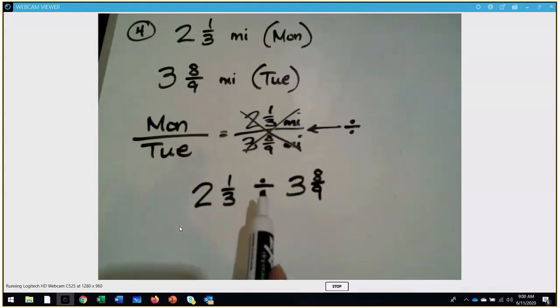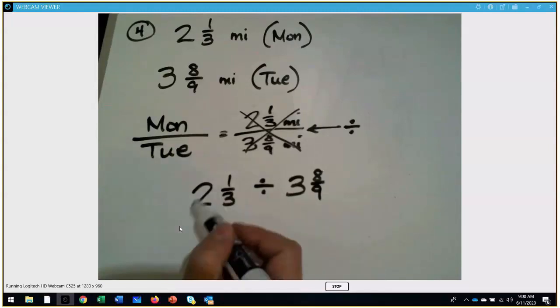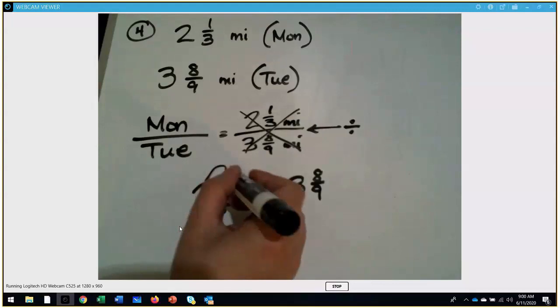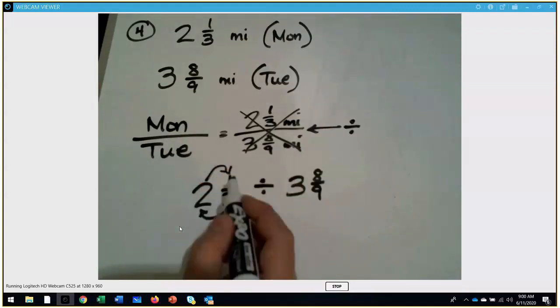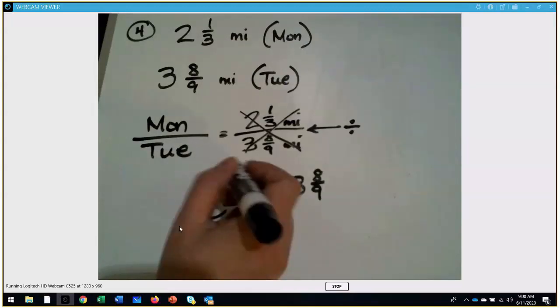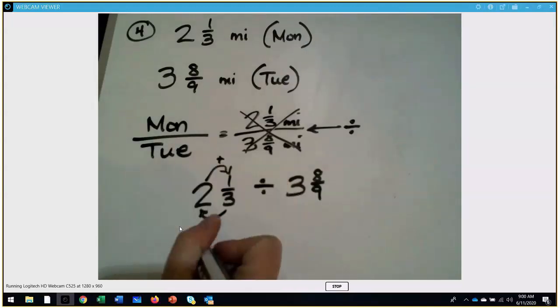I'm still dividing, but it's a little bit easier to deal with. Because from here, now if we follow the steps on the page, we're going to convert these to improper fractions first. So it's going to be 3 times 2, which is 6, plus 1, and that's 7. Keep the denominator.